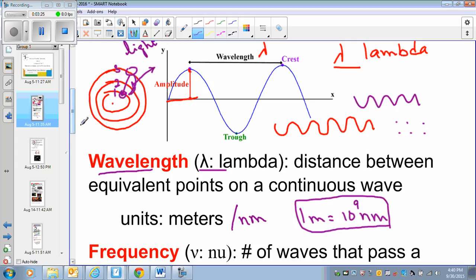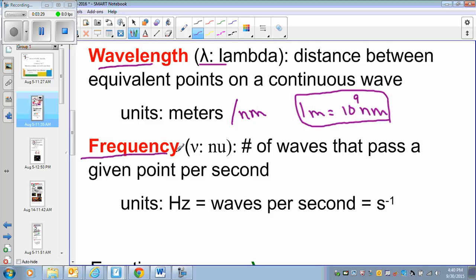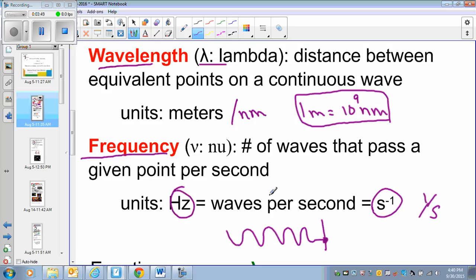Now, wavelength is one terminology that you need. The other terminology is the frequency. Frequency means how many waves can pass through a point in 1 second. So if the waves are going through this point, then how many waves can pass through this point per second? Per second. The S minus 1 means per second. So the number of waves that pass through a given point per second. We use the unit hertz, or we use the unit per second.